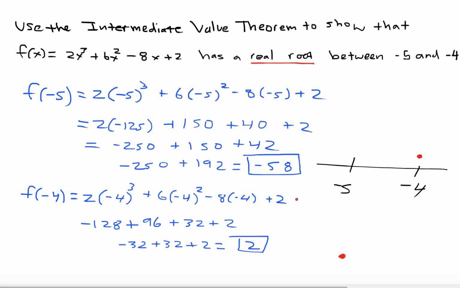So if we were to draw this graph, what can we conclude? It means that between -5 and -4, the graph has to cross the x-axis somewhere, which means that there is a 0 in between -5 and -4. Now we can't find it, but we're using the intermediate value theorem to show that there is a 0 between -5 and -4.